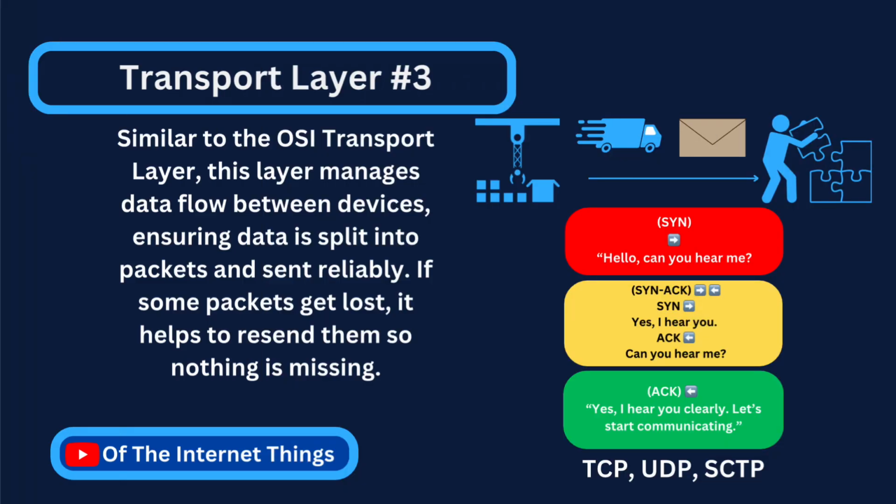3. Transport Layer. In the TCP/IP model, the transport layer is still responsible for breaking data into packets and ensuring it gets delivered, whether through TCP for reliability or UDP for speed. Example, watching YouTube, TCP ensures everything's in order. Gaming online, UDP sends data fast, even if some packets go missing.